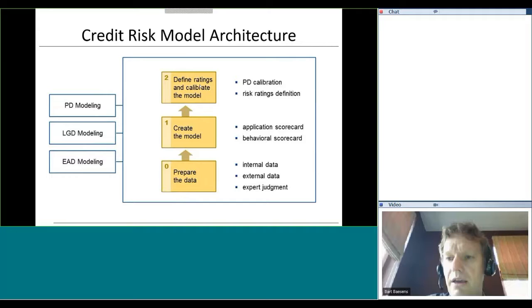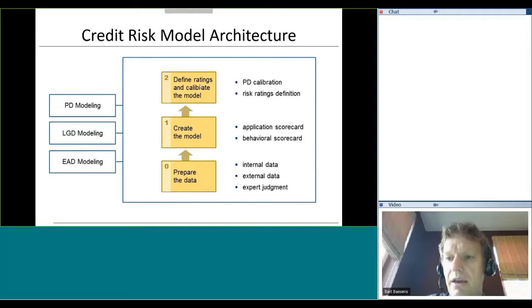For every rating or segment, we will then calibrate a PD. We will calibrate a probability of default. Probability is a number between 0 and 1, which reflects the likelihood that an obligor is going to go into default in the upcoming 1 year. These are the 3 levels of credit risk model development.